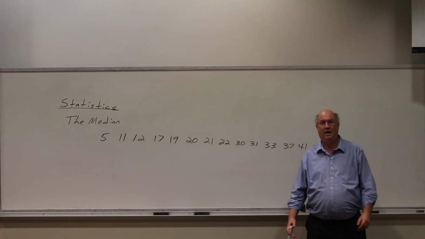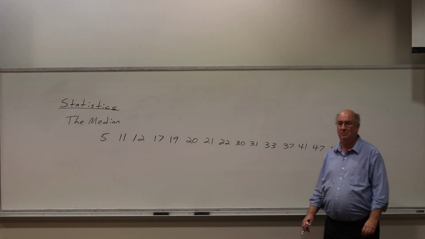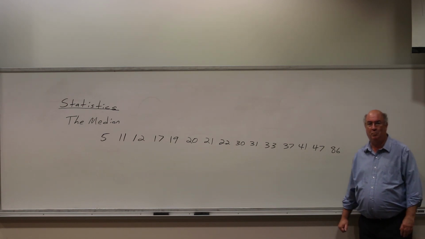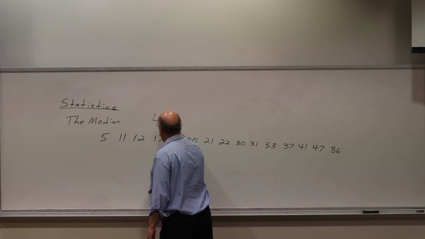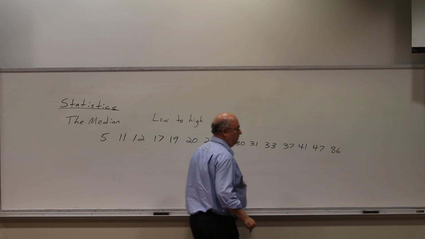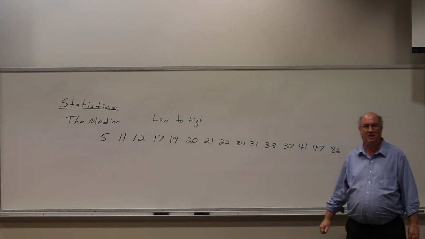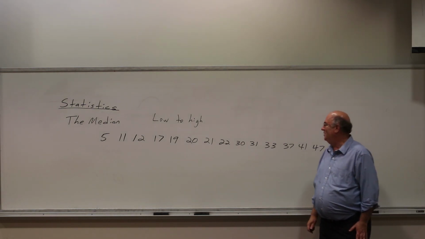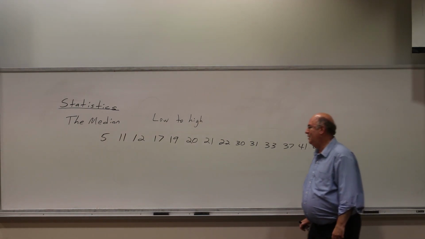Now we're looking at statistics with the median, a continuation of the previous video. I wrote 15 numbers out on the board. I put them in order from low to high. In math lingo, that's called ascending order. I kind of prefer low to high. All right, so they are now in order, and we're looking for the median.